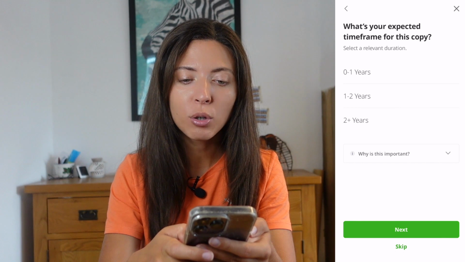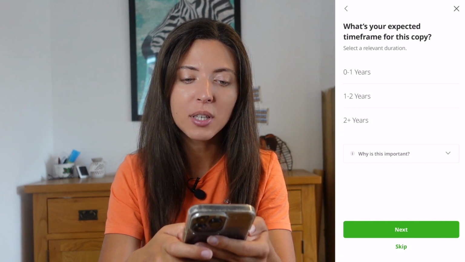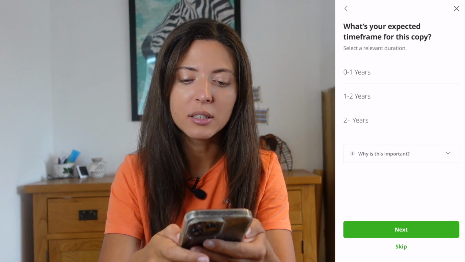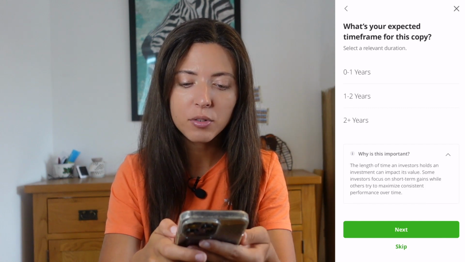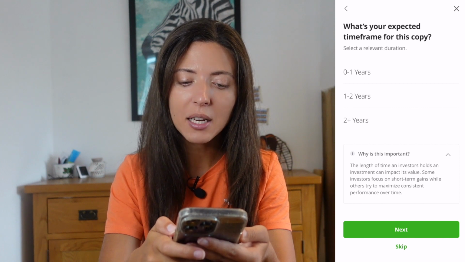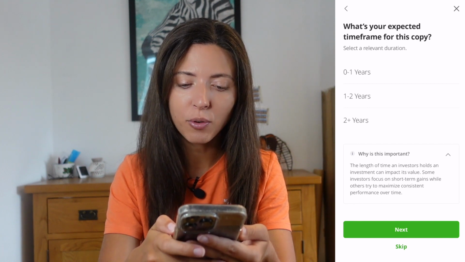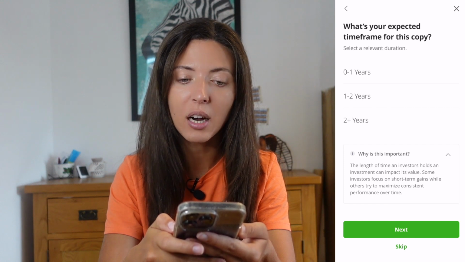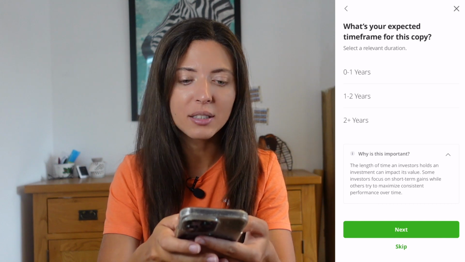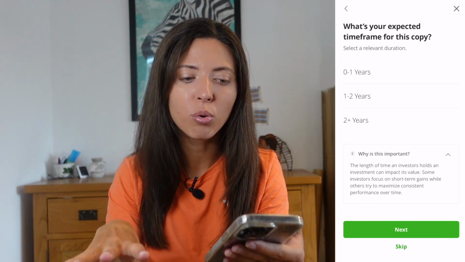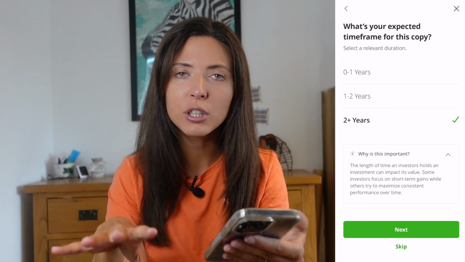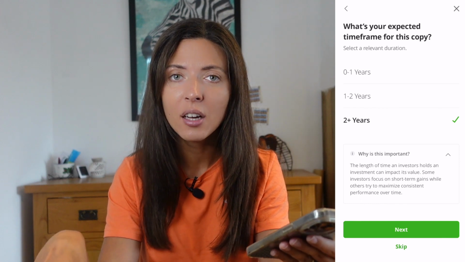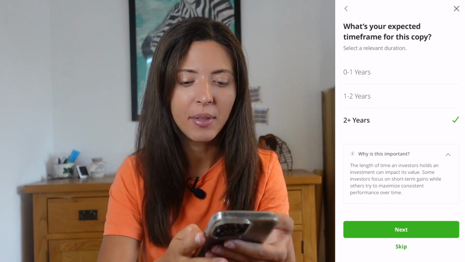Next, what's your expected time frame for your copy? Select relevant duration: 0 to 1 year, 1 to 2 years, 2+ years. And why is this important? The length of time an investor holds an investment can impact its value. Some investors focus on short-term gains while others try to maximize consistent performance over time. I would still answer here 2+ years because I want to choose investors who are more consistent. I don't want Etoro to offer me investors who had great returns in last year but don't have much history.